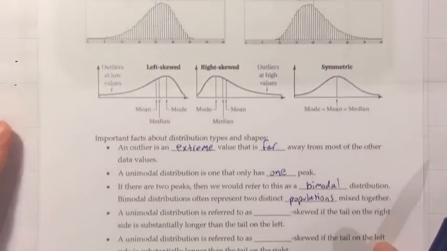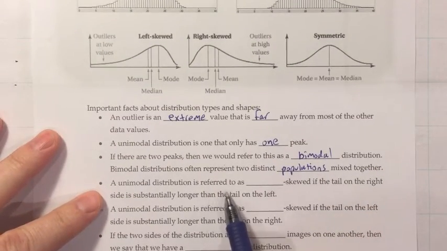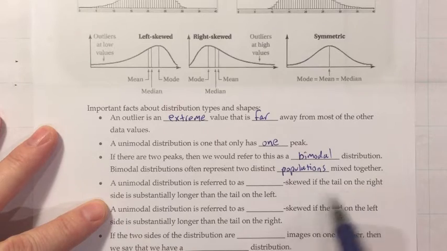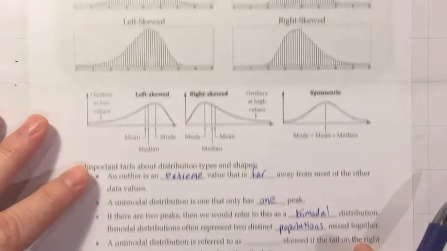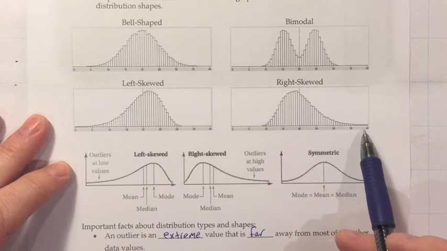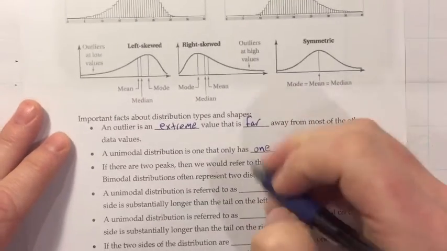All right, let's look at some more of these bullets down here. A unimodal distribution is also often referred to as either left or right skewed if the tail on one side is substantially longer than the tail on the other. So the tail on the right side, this is the tail, is substantially longer than the tail on the left. So that would be a right skewed distribution.